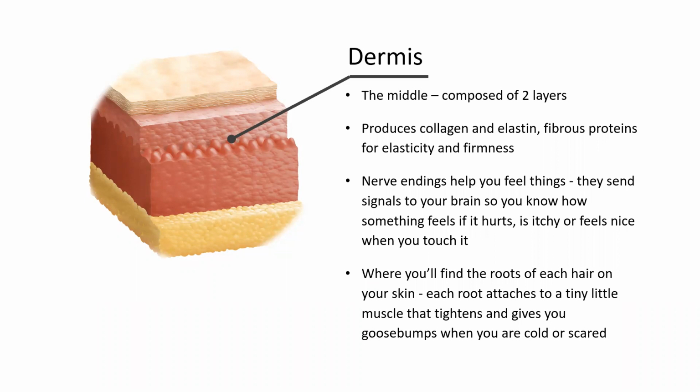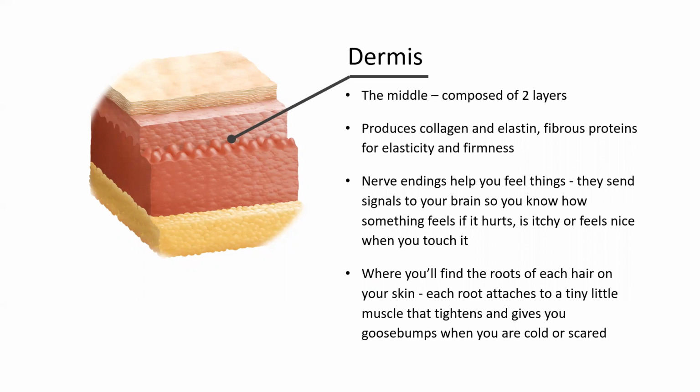Those nerve endings are what send signals to your brain so that you know if something hurts, if it's itchy, if it feels great when you touch it. Isn't that interesting that all of those nerve endings are actually in the second layer of your skin, in the dermis? And here's another really cool fact that I always like to point out. It's also where the roots of every single hair that lives on your skin live.